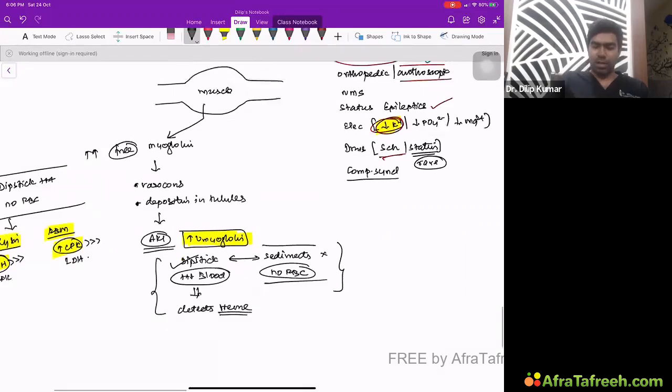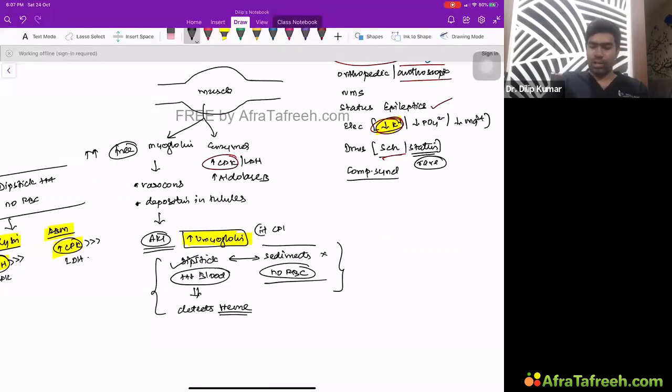Apart from that, your enzymes will be released. That is the reason CPK, LDH, and aldolase enzymes will be elevated. But very importantly, CPK elevation correlates with the extent of AKI also. Usually AKI is common if CPK levels are in the 10,000s. If CPK levels are less than 10,000, AKI is very, very uncommon. It won't happen.